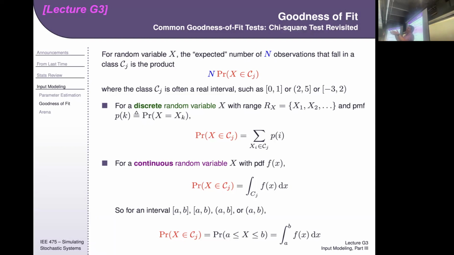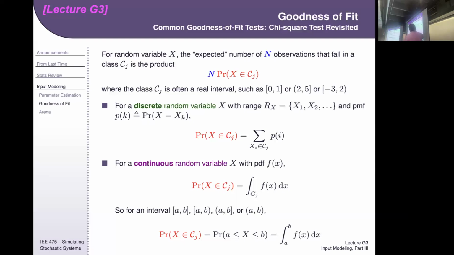Well, then I'm going to add up the probability mass for 0, 1, 2, 3, 4, 5, and 6. Add all those together, and then that becomes the probability that it's fallen into this 0 to 6 bin. Once you have that probability, then you multiply it by the total number of sample points, and that gives you the expected number that are going to go in that bin.